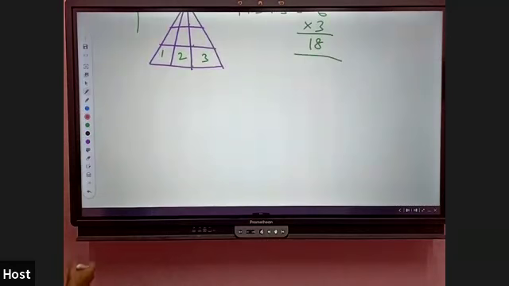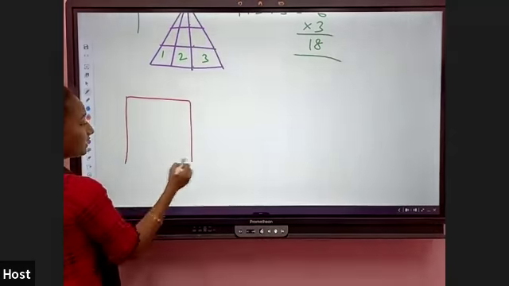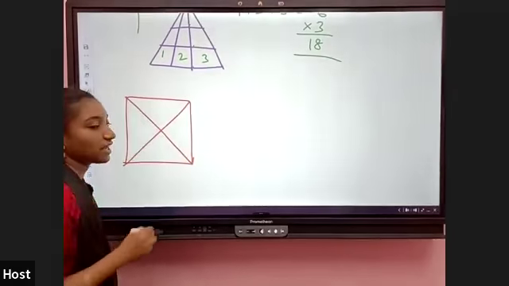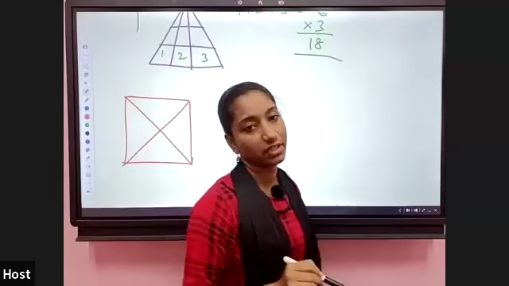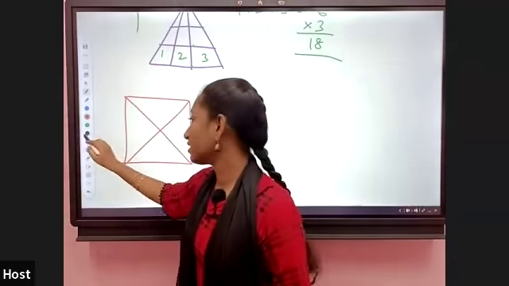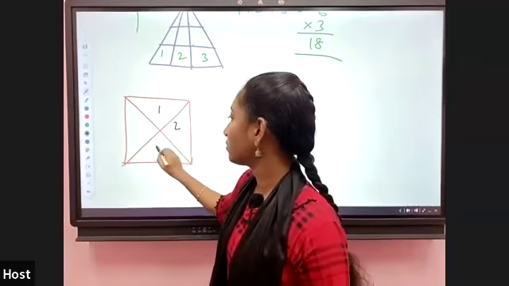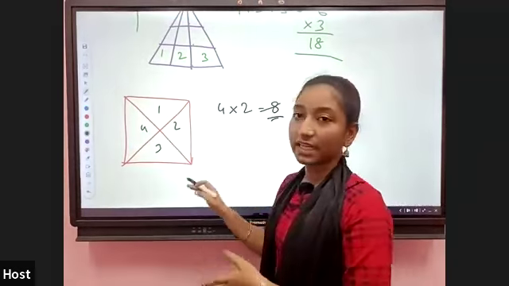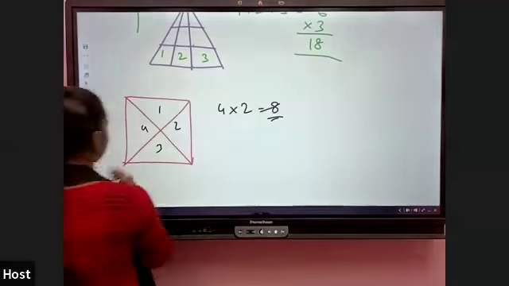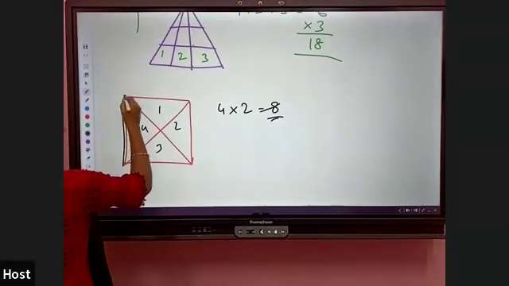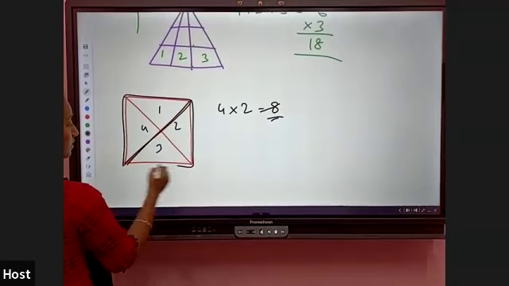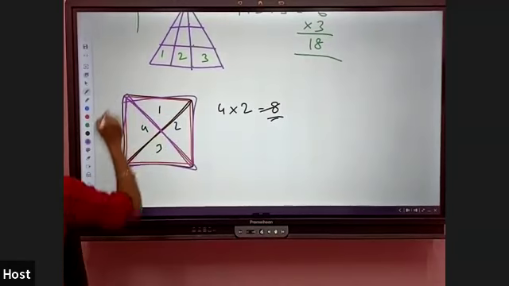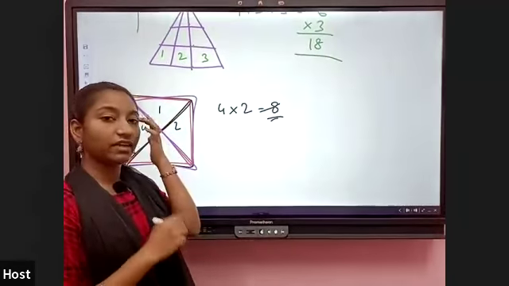And the last model of the triangle is in squares. They ask to find the number of triangles in the given figure. Okay. In this, we should find how many triangles. 1, 2, 3, 4. So 4 into 2, we should do 8. So there are 8 triangles in the given figure. Let us count. These are 4 triangles and this is 5, 6, 7 and 8. So there are 8 triangles in the given square.